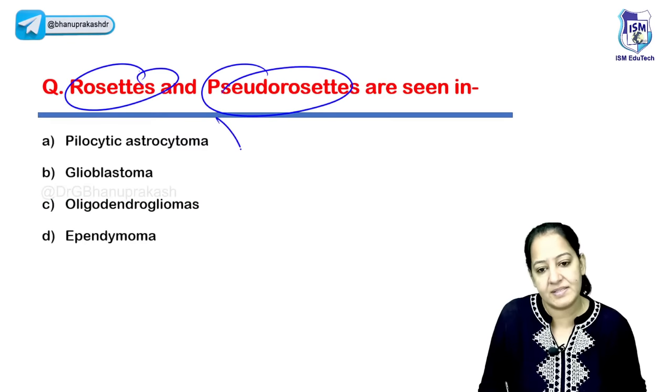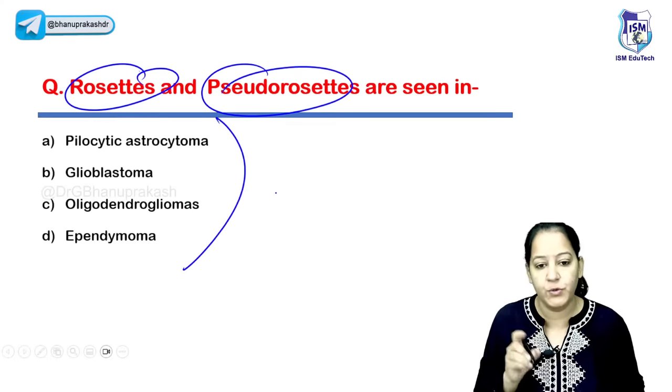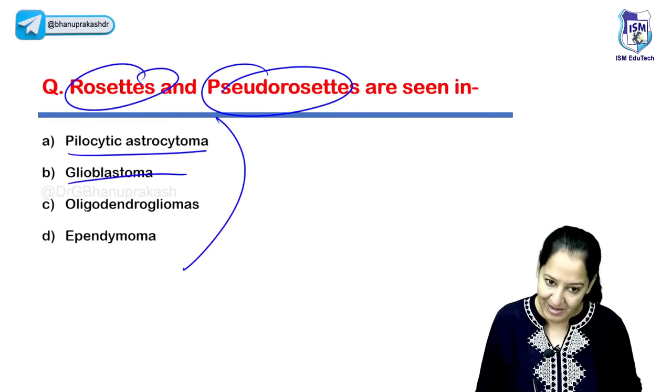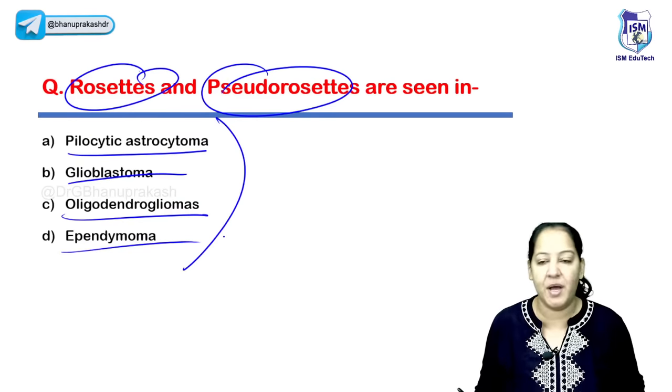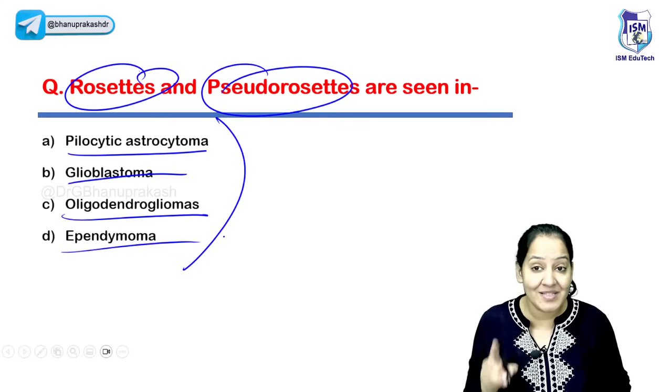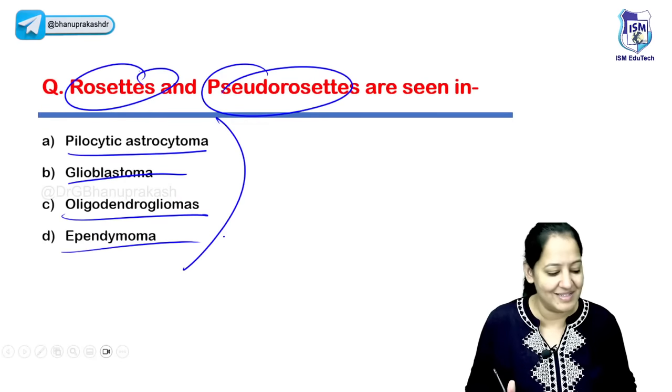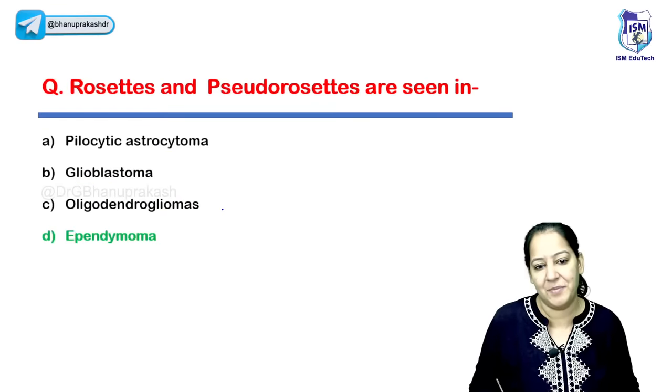Rosettes and pseudorosettes are seen in which tumor? I told you rosettes, pseudorosettes. Is it pilocytic astrocytoma, glioblastoma, oligodendroglioma or ependymoma? Rosettes, pseudorosettes, along with the cilia, the blepharoplasts, typically beautiful flower-like tumor cells. The appearance, yes, it is an ependymoma.